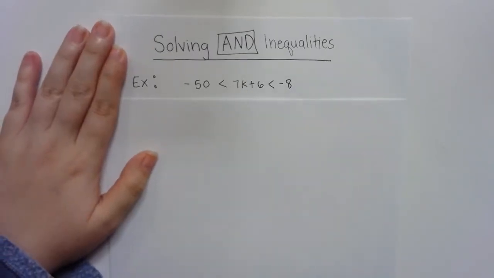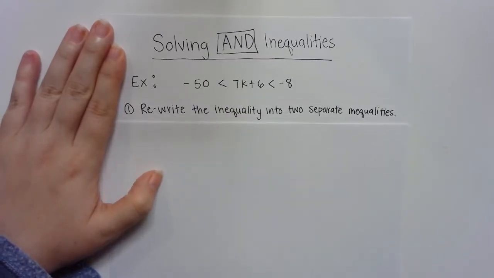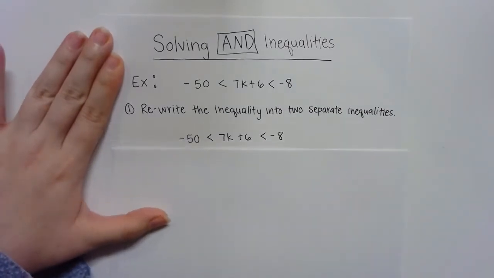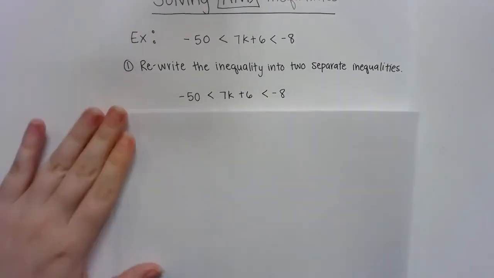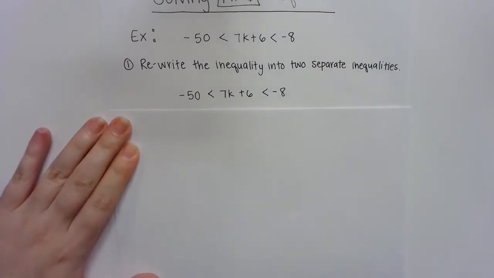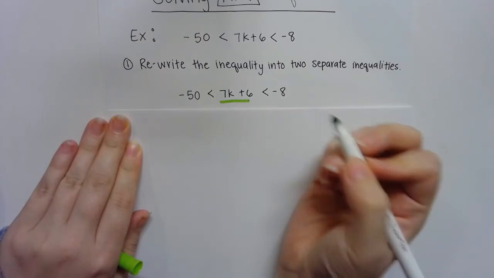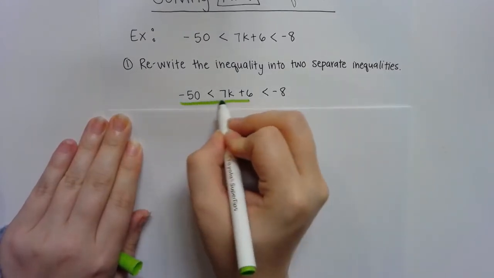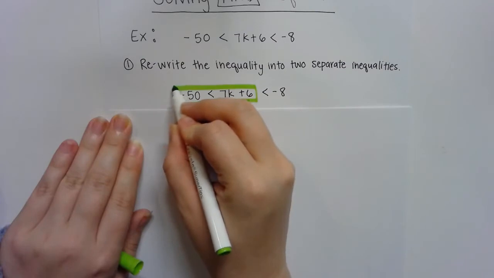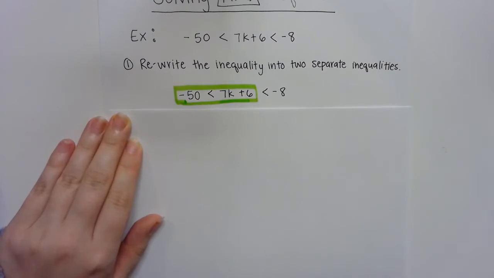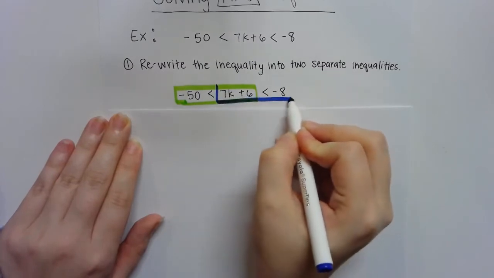In order to do that, we can follow a series of steps. The first step would be to rewrite this inequality into two separate inequalities. So if we take a look, we can separate out this one inequality into two separate inequalities. The middle is common ground, so this 7k plus 6 is part of both inequalities. The first inequality would be from the 7k plus 6 and this negative 50. And then the second inequality would be the 7k plus 6 and the negative 8.